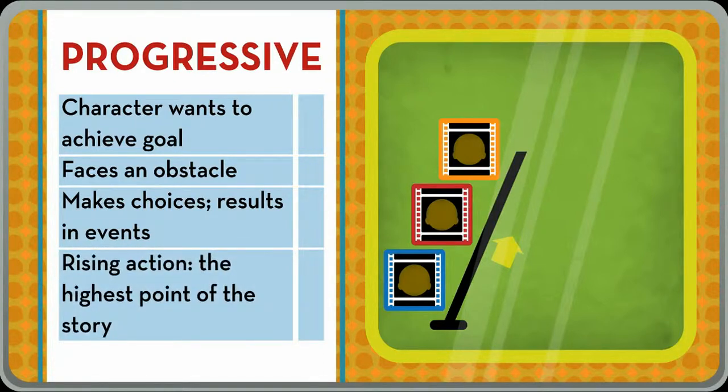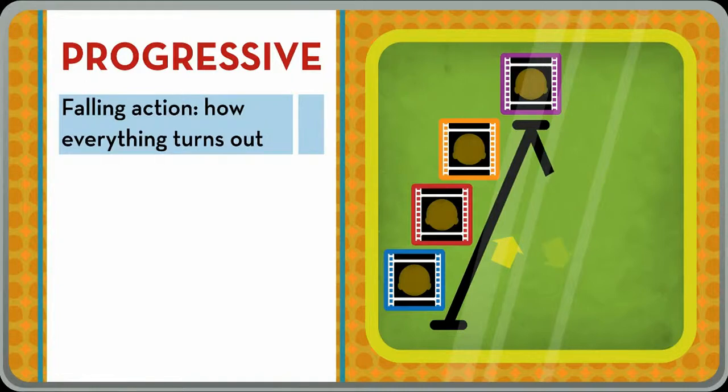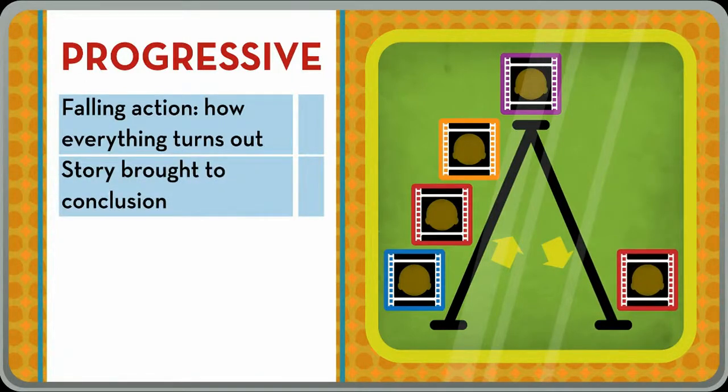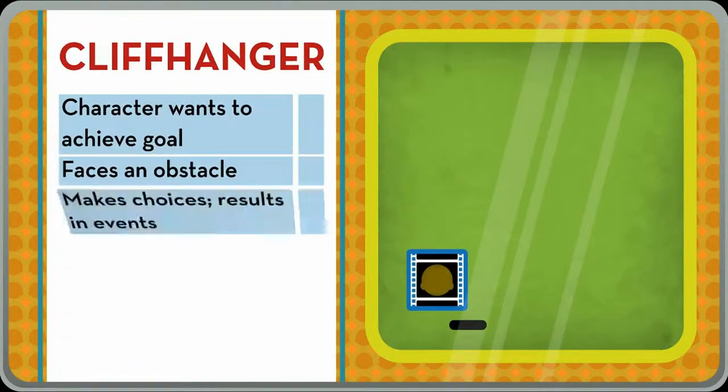Called rising action, it culminates at the highest point of the story, which is the peak of the conflict. As the conflict is resolved, the author reveals to the reader how everything will turn out. What follows is called the falling action, as the details of the plot are unraveled and the story is brought to a conclusion.